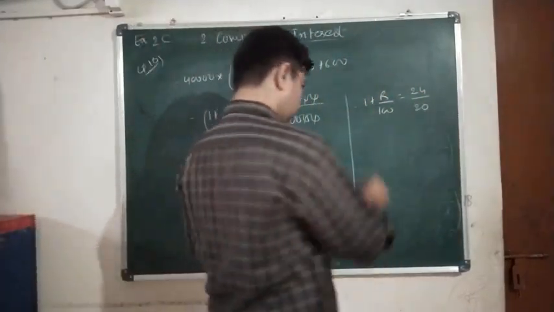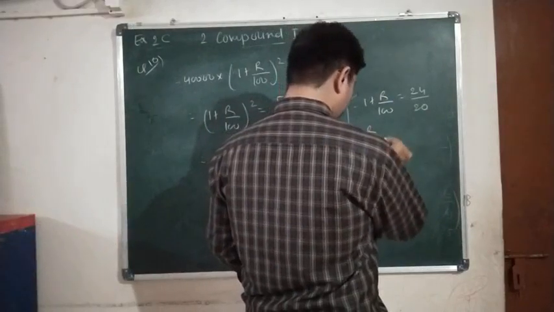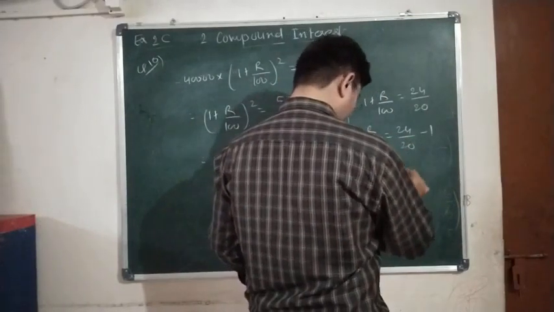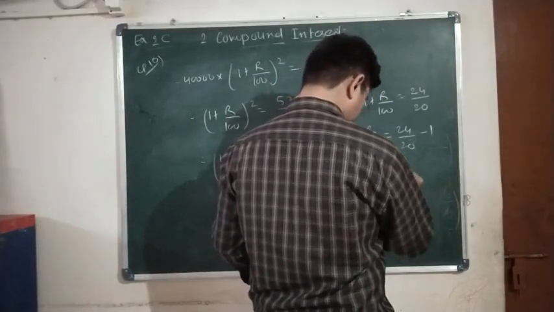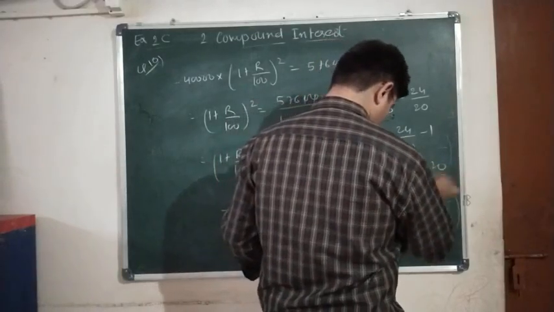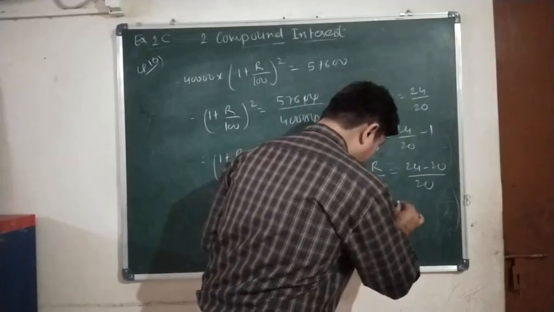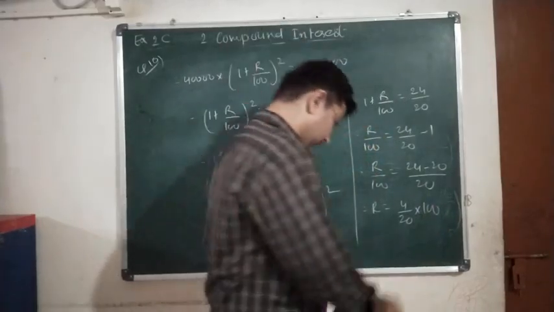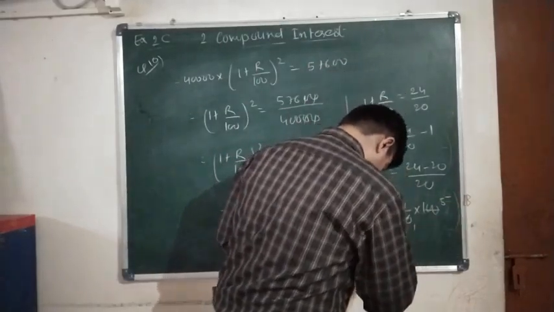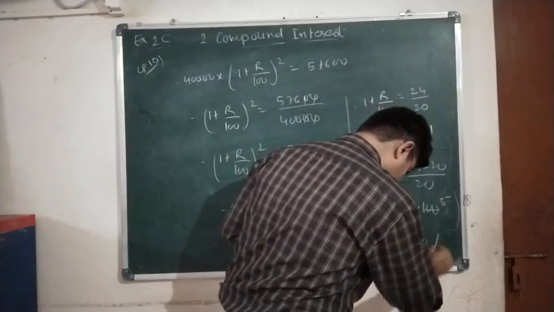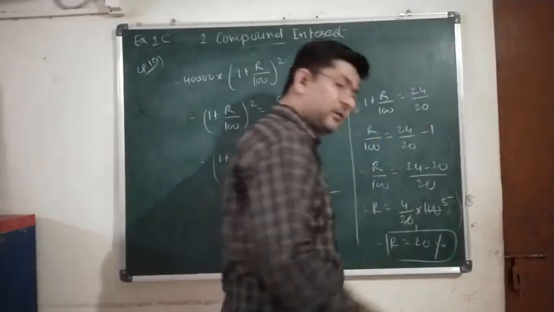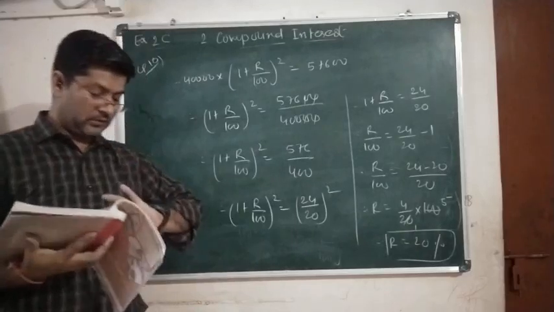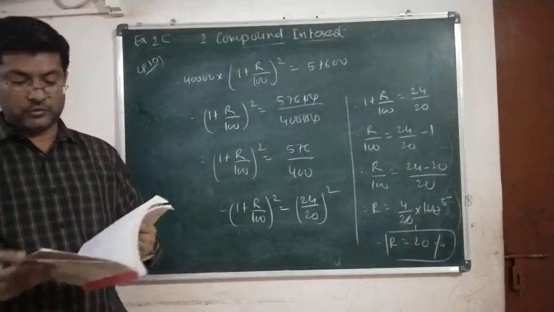Let us transpose 1 to the right side. Therefore r upon 100 is 24 upon 20 minus 1. Therefore r upon 100 is 24 minus 20 upon 20. Therefore r upon 100 is 4 upon 20. Now 100 will multiply on the right hand side. So 25 are, and therefore r is equal to 20%, and therefore the rate of growth is 20%. Clear? So with this, question number 10 is also over.